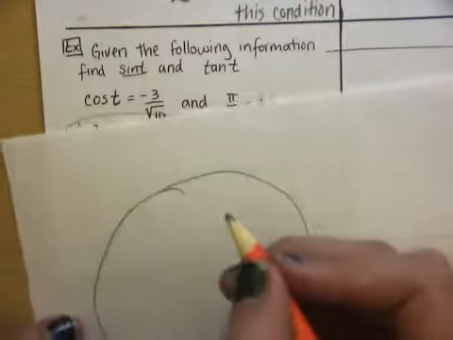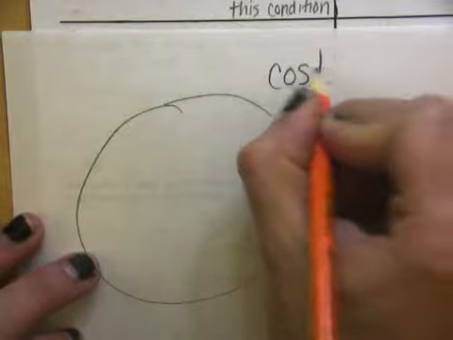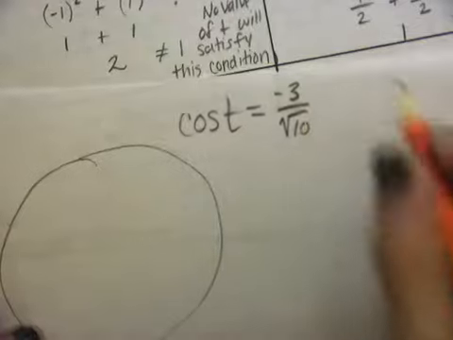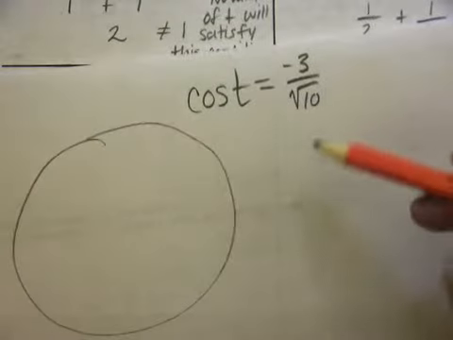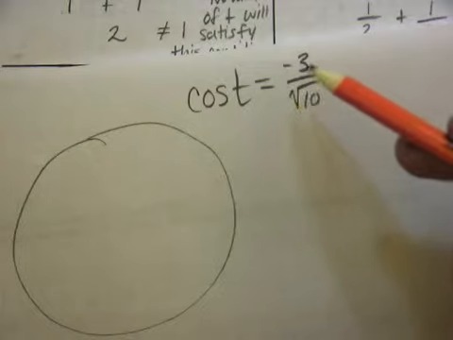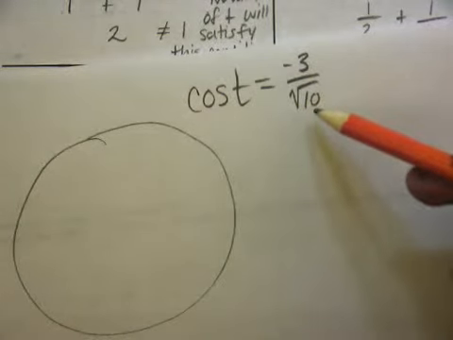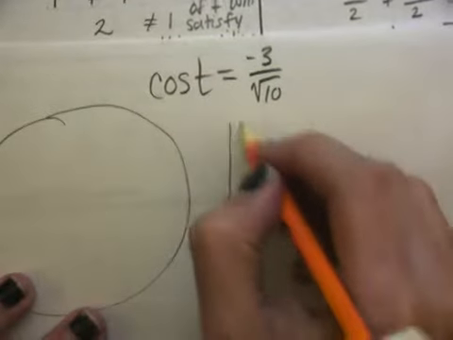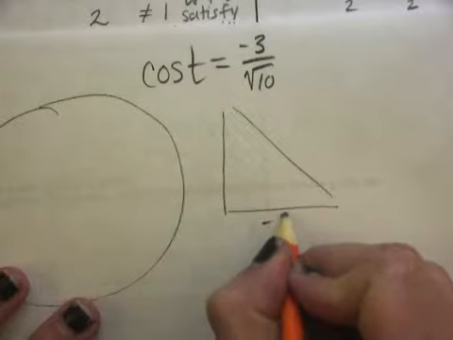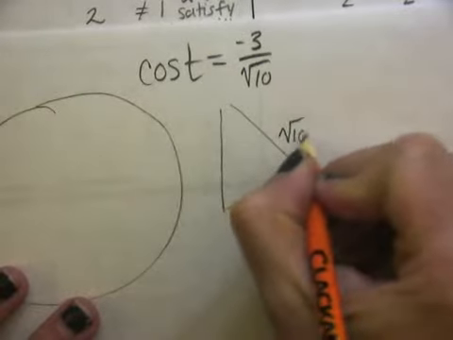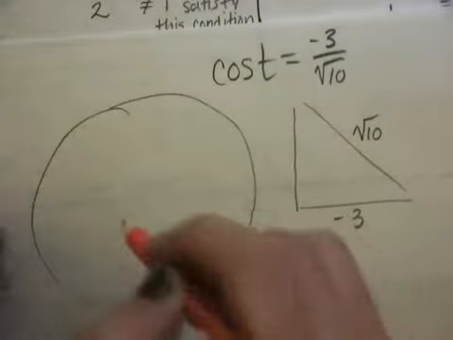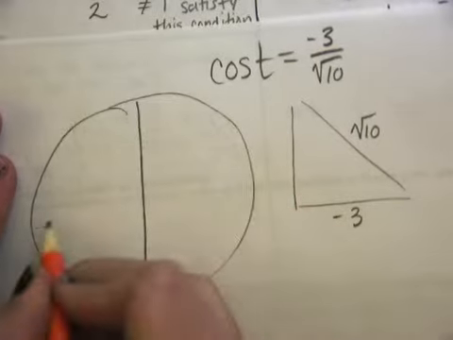So in this case, if I draw a picture, keep in mind they told us the cosine of t was negative 3 over root 10. So this means that the ratio of the adjacent side divided by the hypotenuse was this value. It doesn't mean the adjacent side is negative 3 and the hypotenuse is negative 10, but by no means does it prevent us from drawing a triangle where we have the adjacent side equal negative 3 and the hypotenuse equal square root of 10. That's just one possible triangle we could draw. So the good news is we can actually draw that triangle in our circle here.